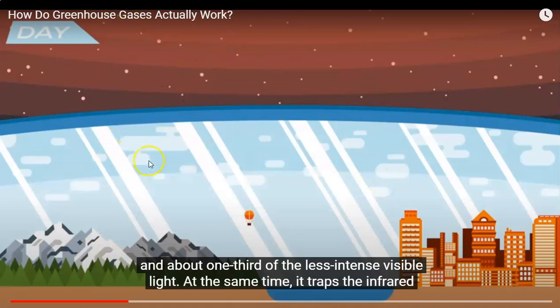Okay, so that's kind of what this diagram is showing. This is all the energy coming from the sun, a lot of it being blocked by the atmosphere, but a few things are getting through, mostly visible light and heat energy.